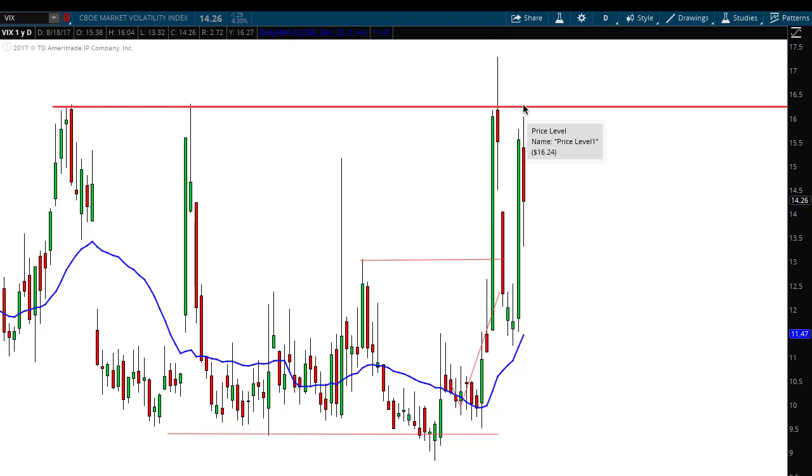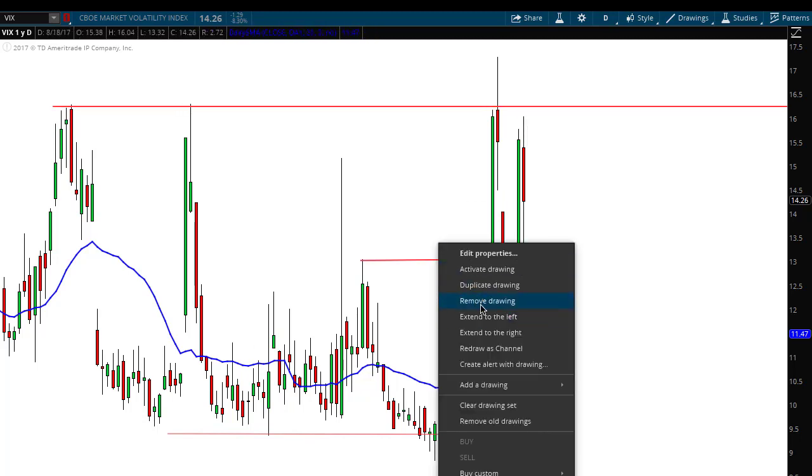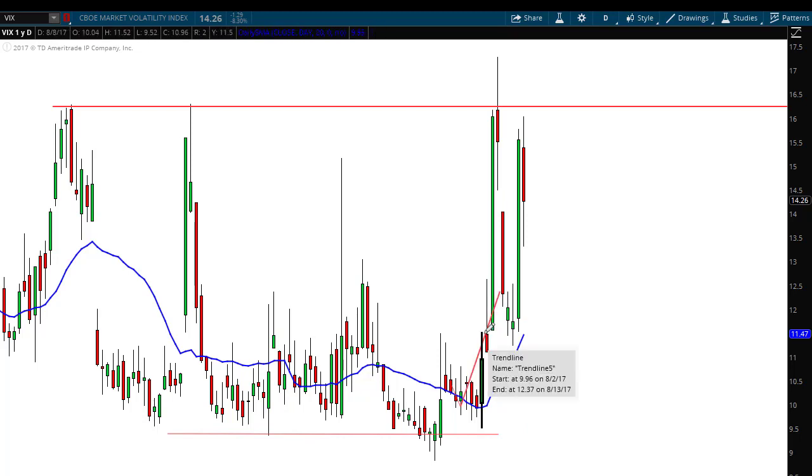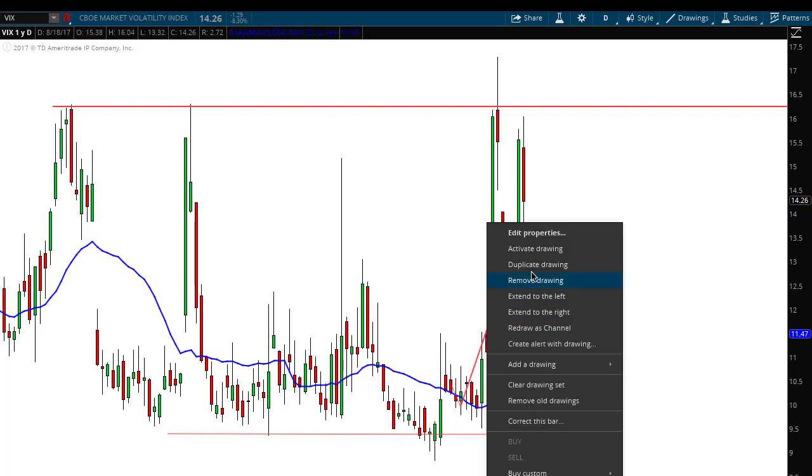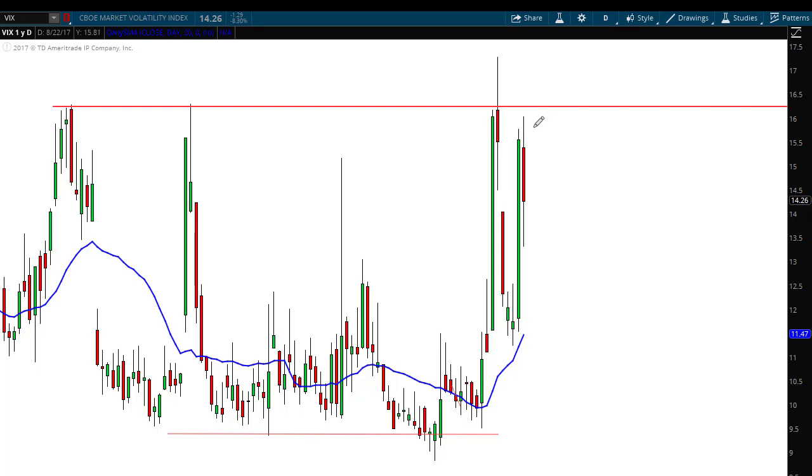And I'm going to leave that up there, but I'm going to erase all of the other lines for the VIX, because I do think that the VIX is going to pull back just a little bit next week at the beginning of the week. I think we're going to see a little bit of a pullback like that. But I do think the VIX is going to start to rally back up and eventually break over that resistance.